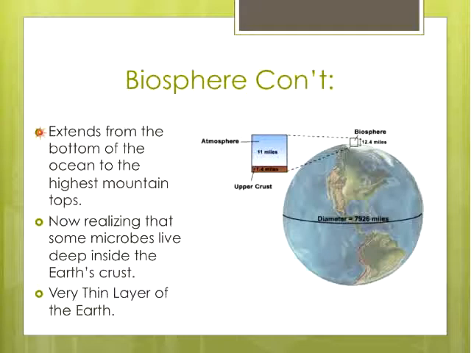Some other things about the biosphere. It extends from the bottom of the ocean to the highest mountaintop. So we can see here is the upper crust, and here is the atmosphere. And then within the atmosphere, this region right here, 12.4 miles, is what is known as the biosphere. We're just now realizing that some microbes live deep inside the Earth's crust, however, which makes the biosphere a bit larger. And as far as we know, the biosphere is a very thin layer on Earth. So as you can see here, it's only that thick. It's not really that big when you think of the atmosphere as a whole and the crust.